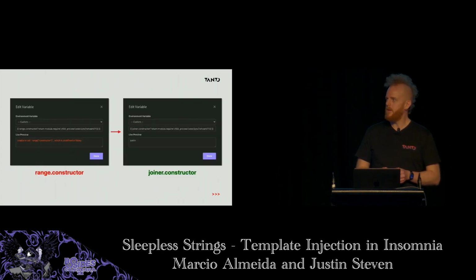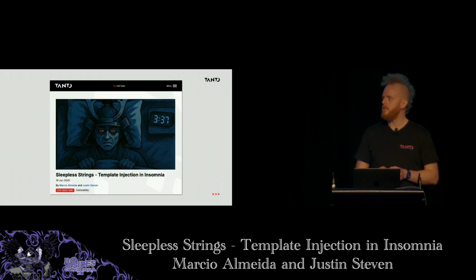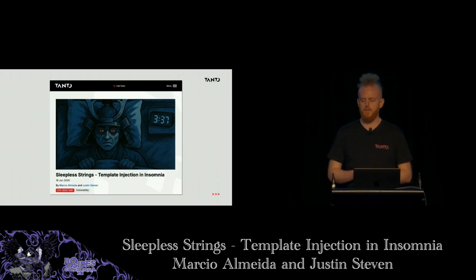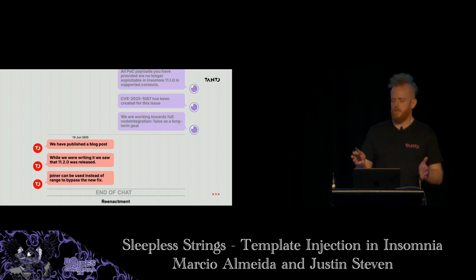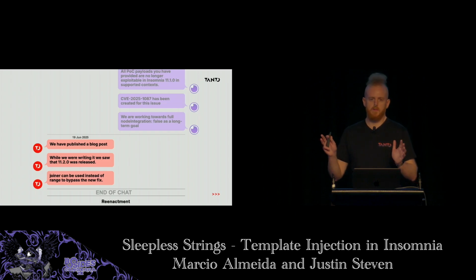Yep. Joiner.constructor also did the job for us. So we published our blog post as we said we were planning to do. We discussed this bypass that we'd just found while writing that post. Got in touch with Insomnia and said, hey, look, we've just published a blog post, FYI. Also, joiner can be used instead of range. And this is the last we've heard from Insomnia at this point.